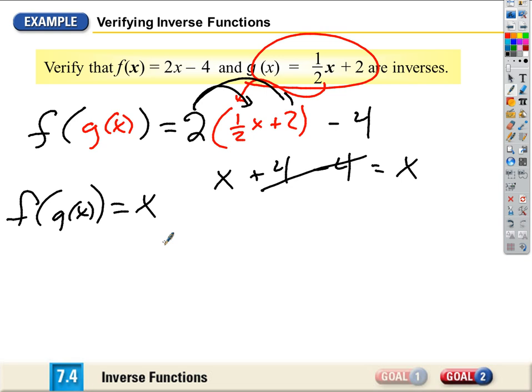Check. So what does that mean? Well, that means that f of x just undid g of x, right? When I put g of x into f of x, it completely undid it and just gave me back an x, right? Now we got to see if it works the other way also. So that way did work.